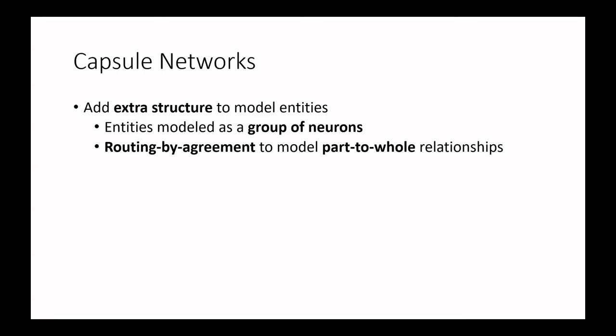The capsule network adds an extra structure to model the entities. It's actually a group of neurons, so you get a vector value as compared to a scalar. And there is what is called routing by agreement. So there's a part-to-whole relationship. And this is inspired by inverse graphics.